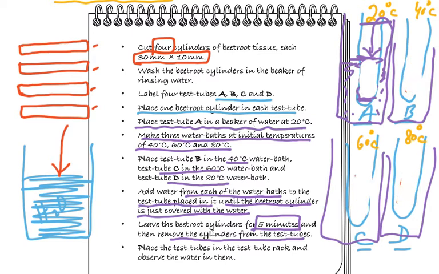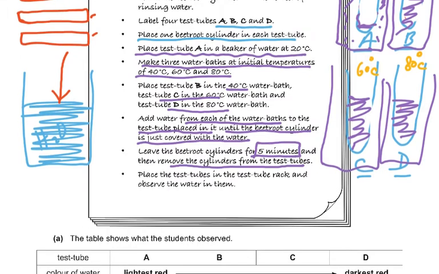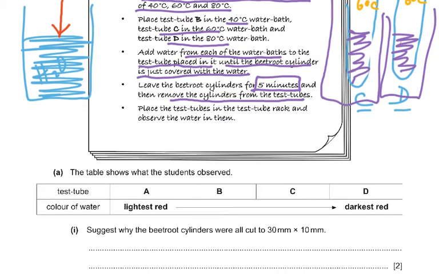Now, what you need to do is look at the color of the water. You've removed the cylinders, now you need to look at the color of the water in it. Now the color of the water in it could be a dark red or a light red or an orange or something like that. But then they're telling you in the question, place the test tubes in the test tube rack and observe the water in them. So you put them away. Now you take them out of the water bath and you put them in a test tube rack, and this is what you see.